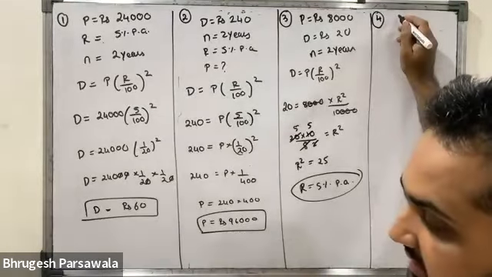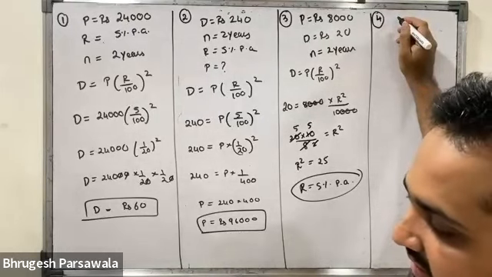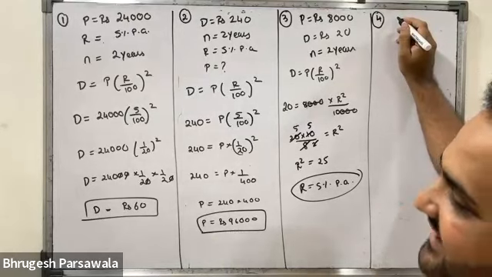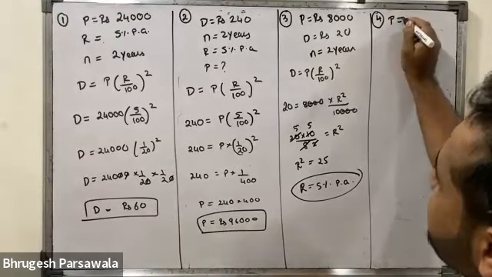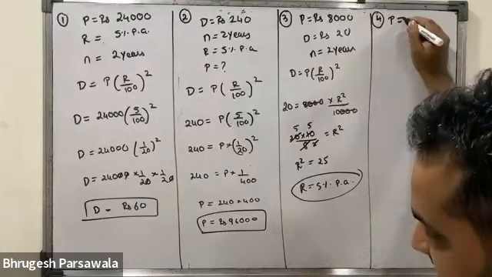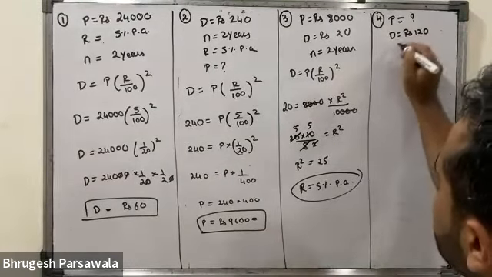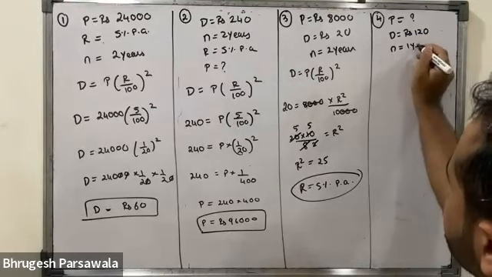Now read the next sum, beta. On a certain sum of money, the difference between CI for a year but payable half yearly. For half yearly, I need only 1 year.